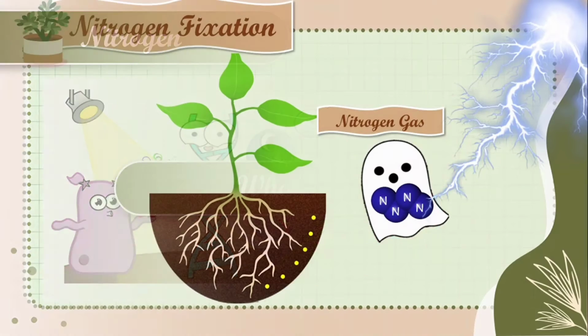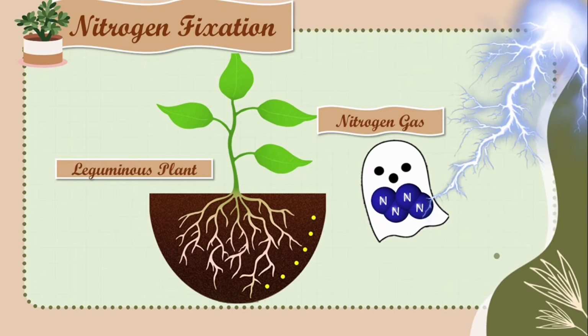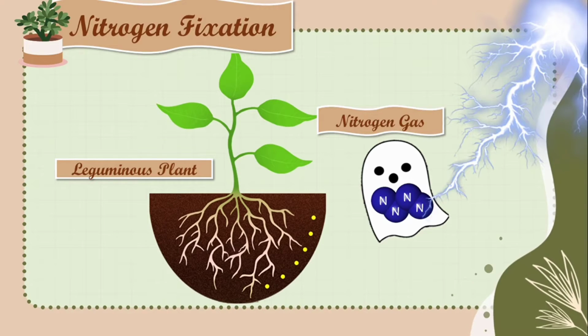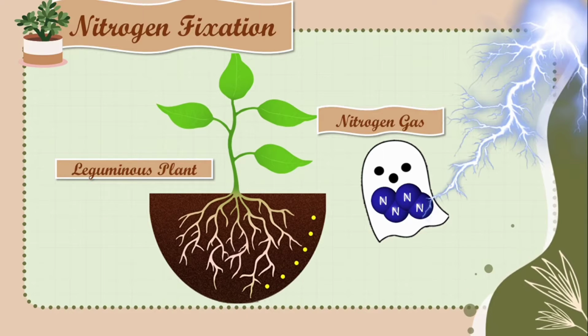First, we have nitrogen fixation. Believe it or not, nitrogen gas contains a triple bond and it's really hard to break. Only lightning and bacteria are capable of turning the atmospheric nitrogen into a more usable form. First, we need to discuss the lightning.